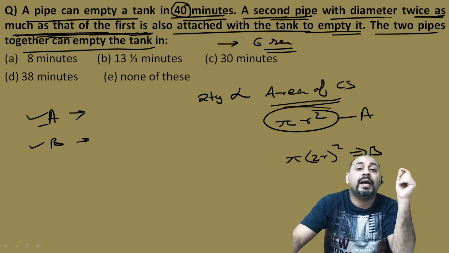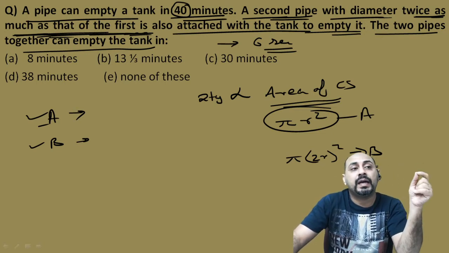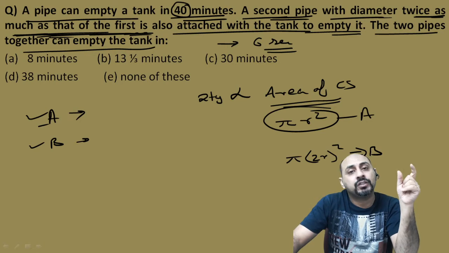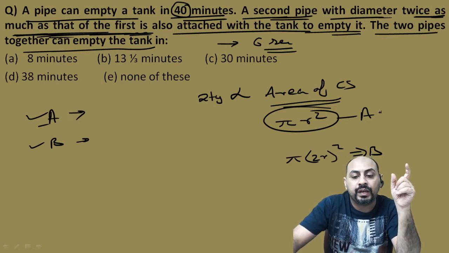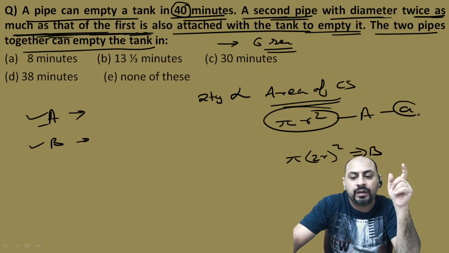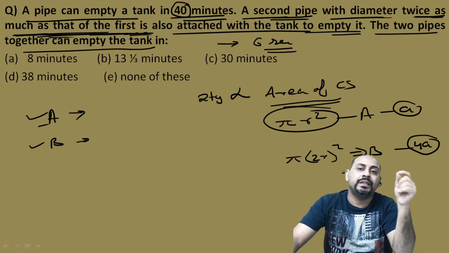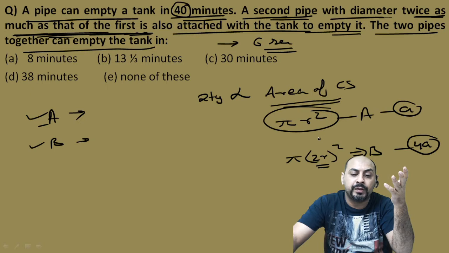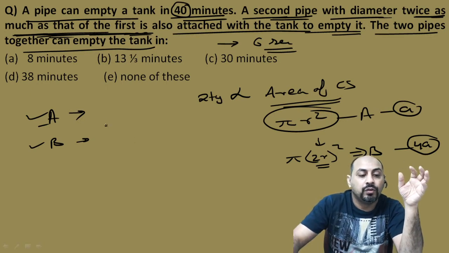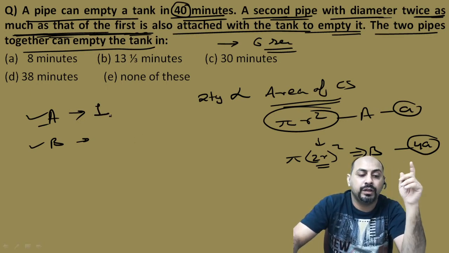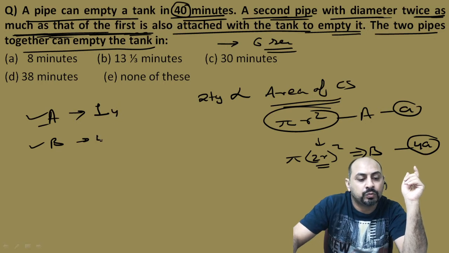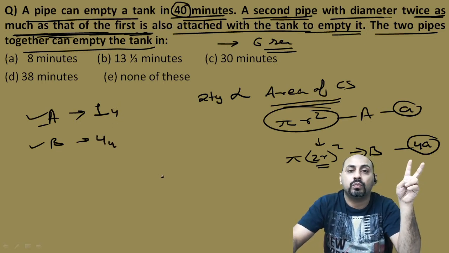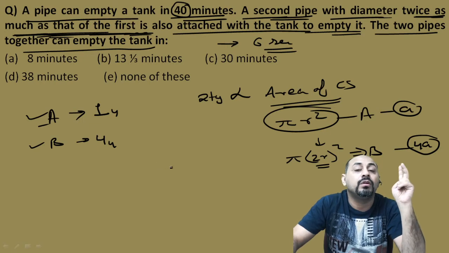Why? Because the diameter is twice. So if the diameter is twice, the radius is also twice. And if the radius is twice, if the area is say A, this area would be 4A, because if the radius doubles, the area will become 4 times. Why? Because it is dependent on the square of the radius. So if this is putting in 1 unit, this has to put in 4 units, not two. 4 units, not two, 4 units.